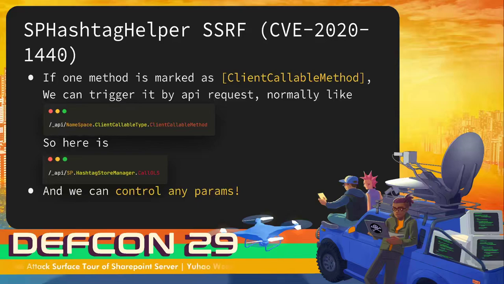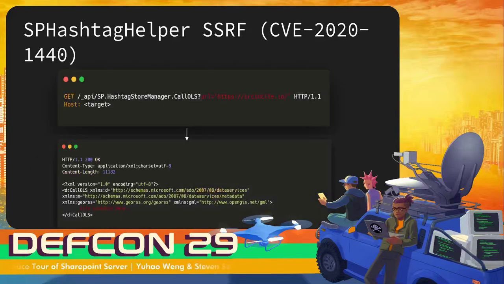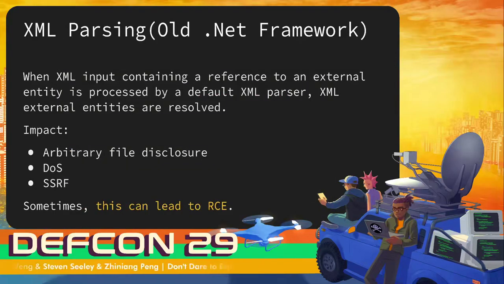So it's very simple to write a proof of concept. Just edit the URL parameter for it. Then wait for the server to visit our address and return the result of the URL request. Actually, there is more to say about server-side request forgery, but for some reason we can't talk about it this time. So the next thing we will talk about is XML parsing.